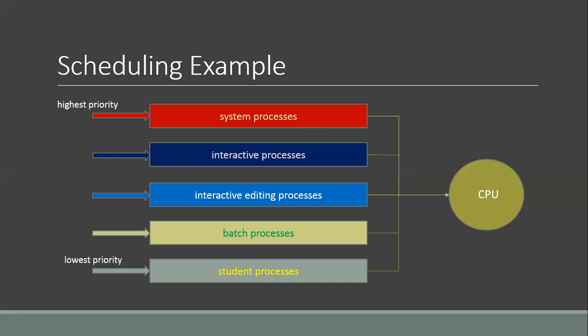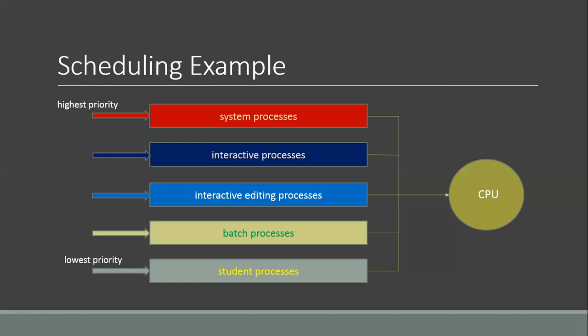Now, the CPU will be allocated first to the processes which are in the system processes queue. And this queue may use round-robin scheduling to schedule the processes. Once the system processes queue is empty and there are no more processes in this queue, then the interactive processes can be executed. Again, you can use round-robin scheduling.